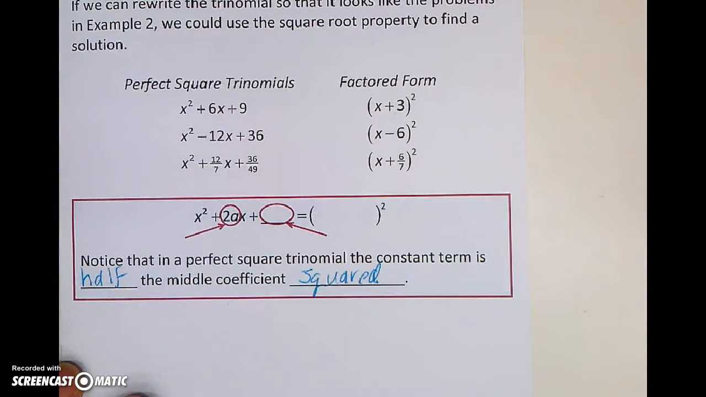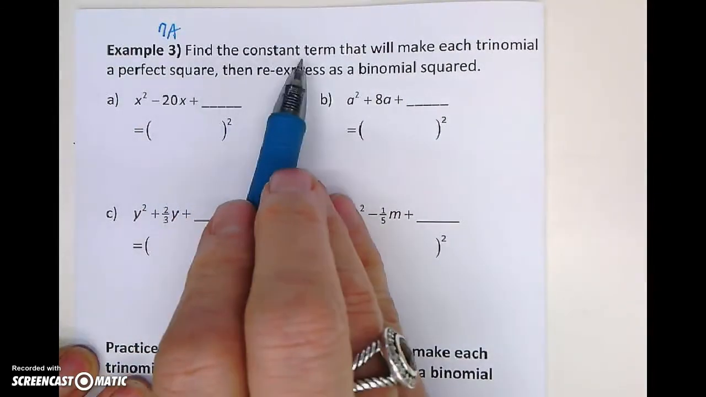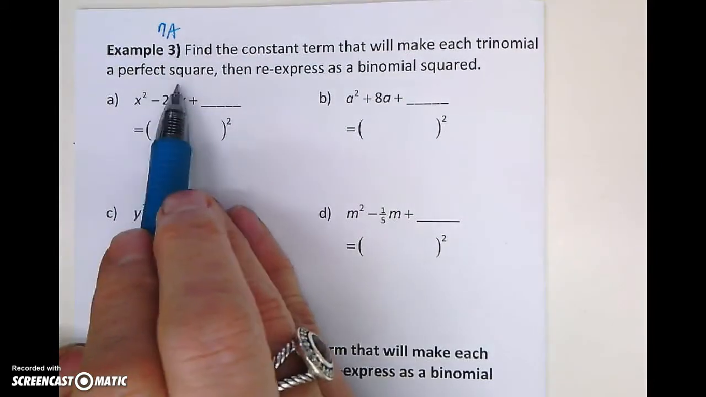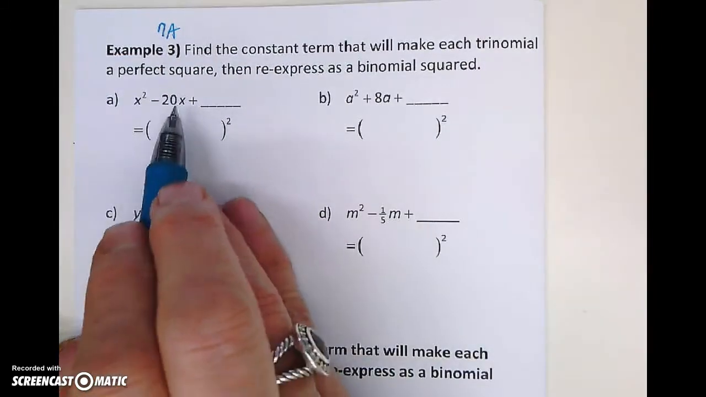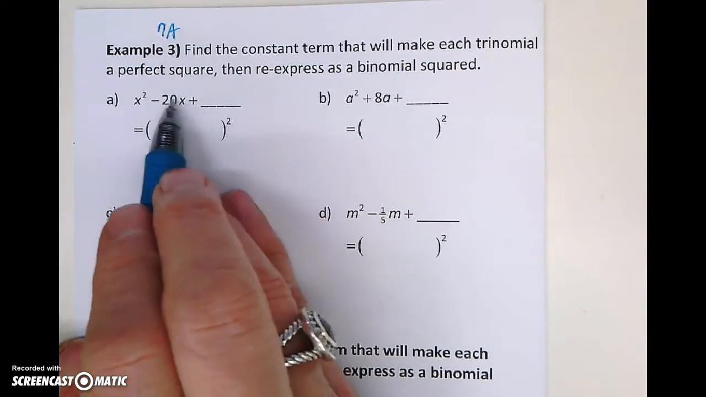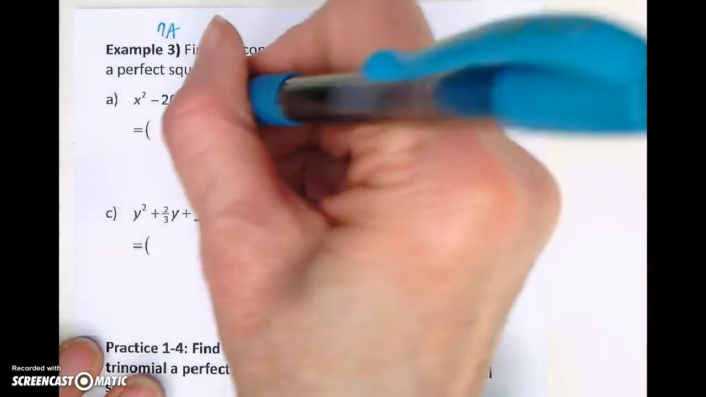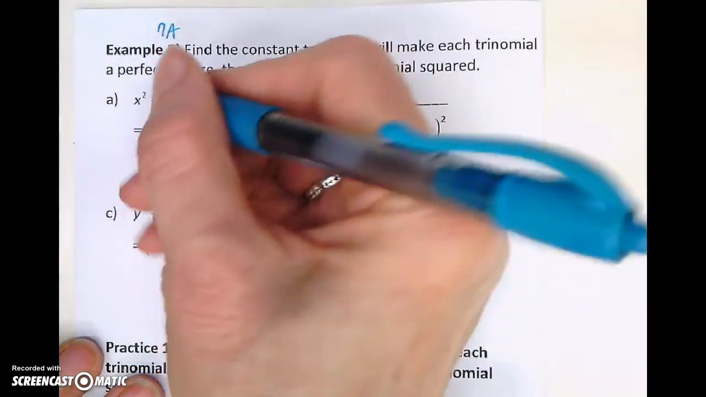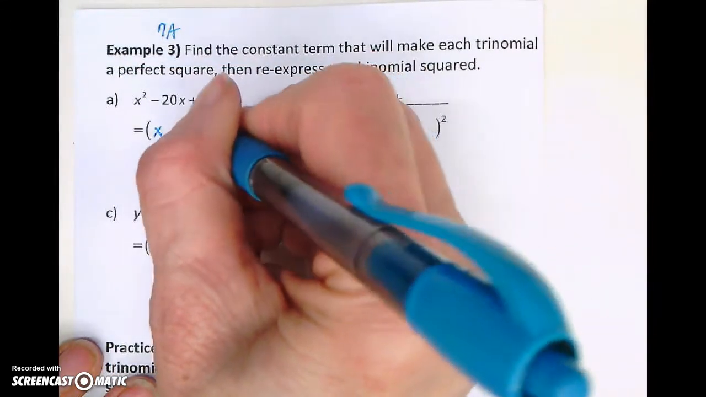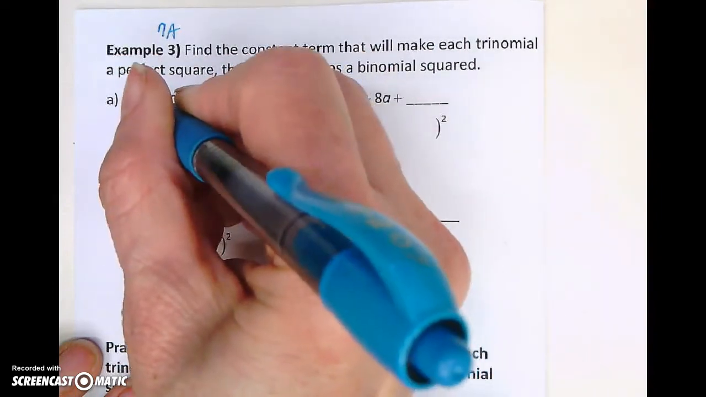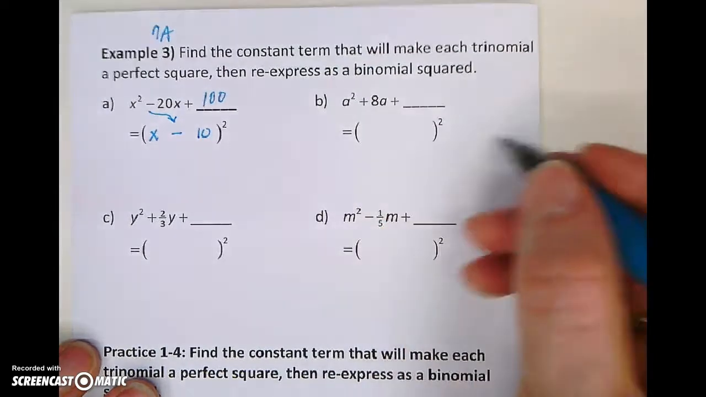All right, so now example 3 says find the constant term that will make each trinomial a perfect square, and then re-express it as a binomial squared. To make this a perfect square, I want to divide this by 2. So that gives me negative 10, and negative 10 squared is 100. So when I factor it, this is going to be an x. I'm going to take the square root of that, which is the 10, and this sign right there, so it's going to be minus. So that's x minus 10 squared.